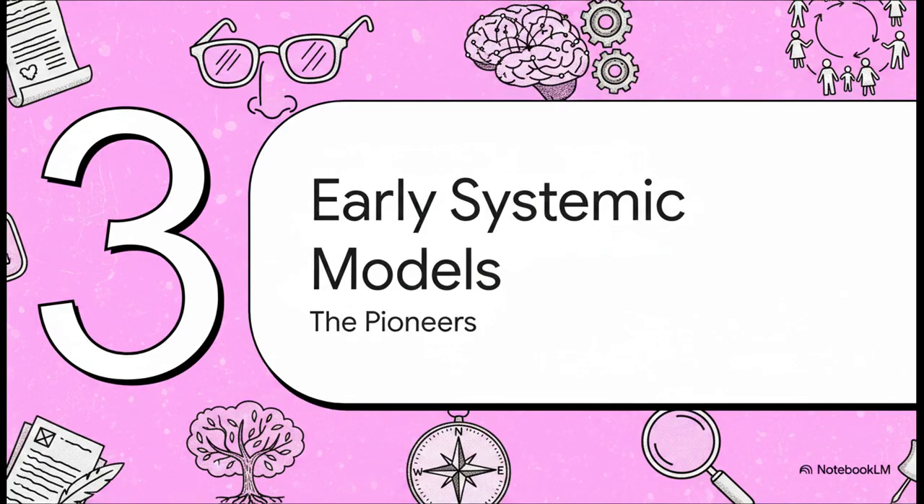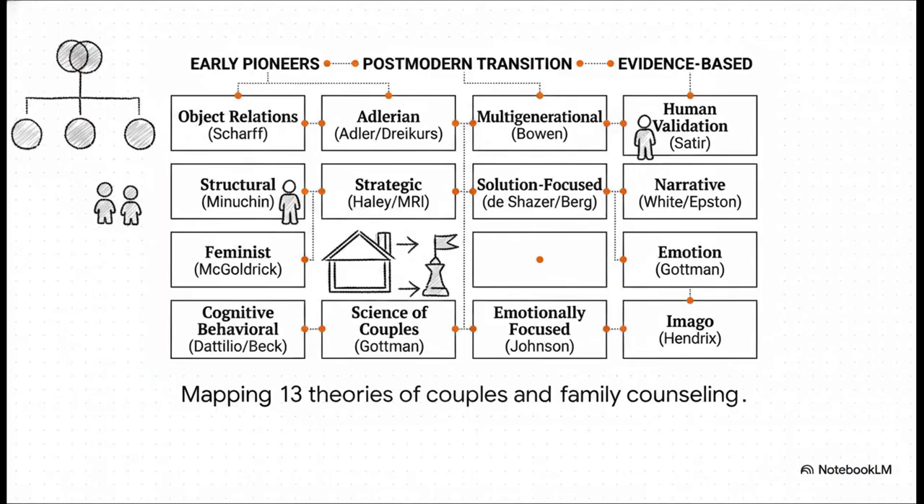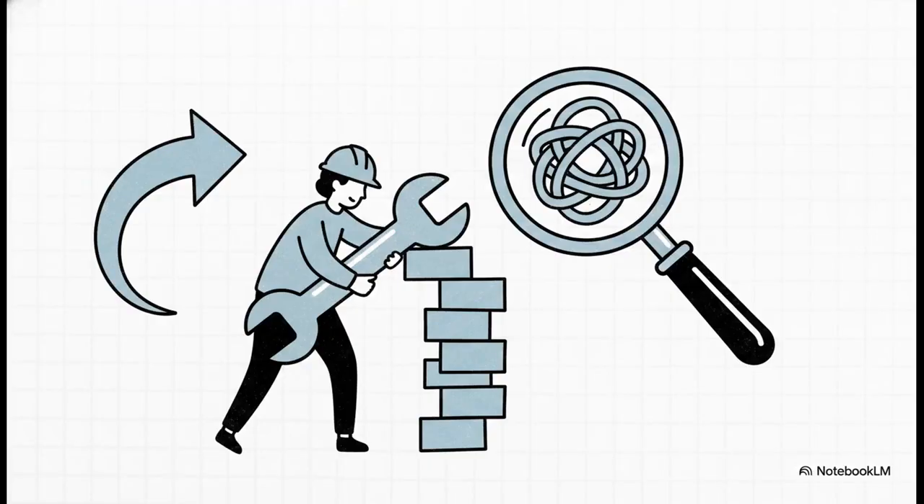Which brings us to Section 3, early systemic counseling models. If we trace the evolution of family therapy, we've got to start in the mid-20th century with the absolute legends, early pioneers like Adler, Minuchin, and Haley. These are the practitioners who initially built the bedrock of systemic therapy, pulling from object relations, structural frameworks, and strategic interventions. Now, if the Quests walked into the office of one of these early pioneers, the therapist would firmly act as the absolute expert in the room, hunting for the core essence of the family's dysfunction.